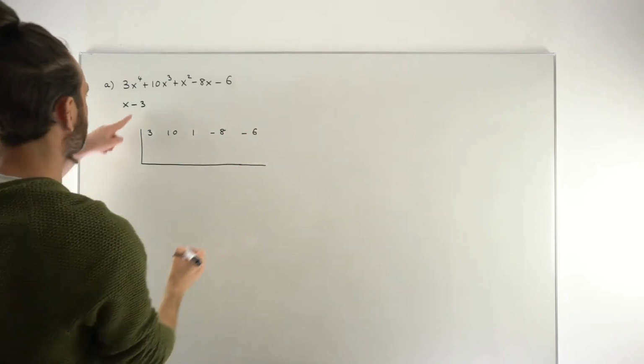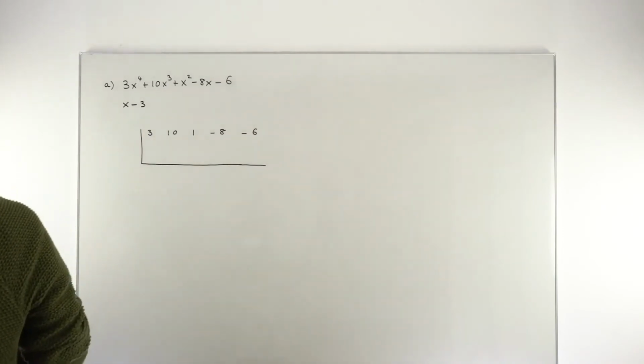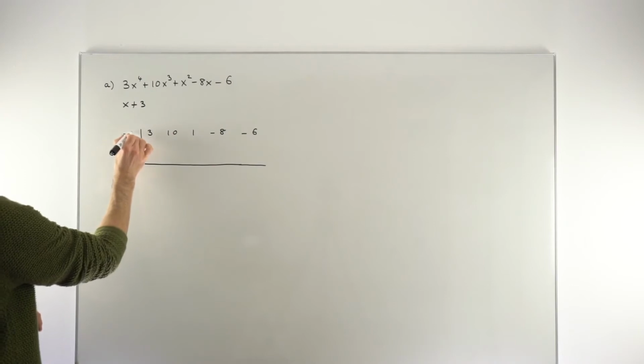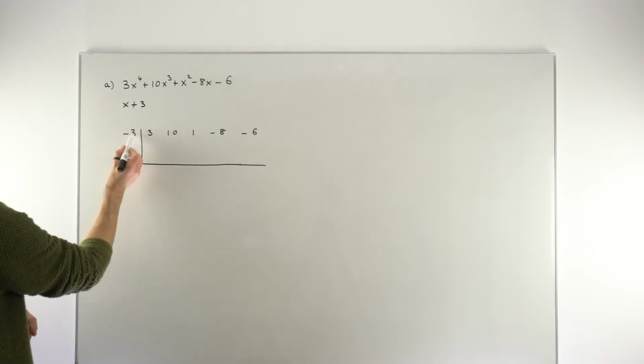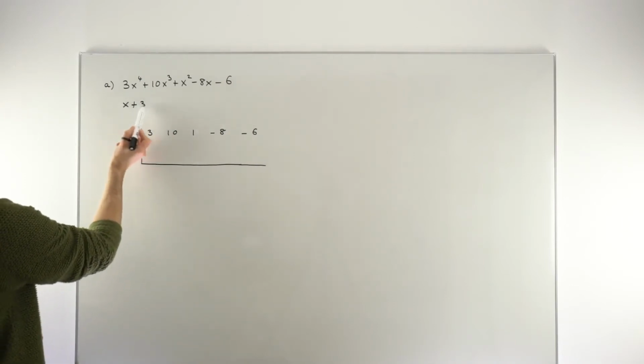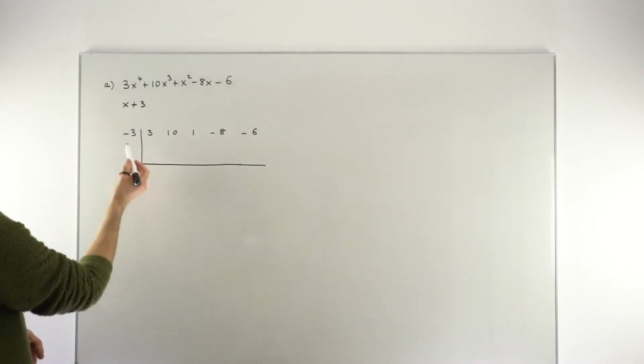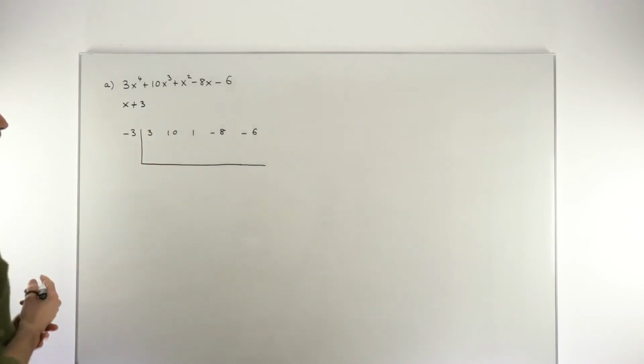So because it's an x minus 3 factor, we're going to have to use, oh sorry, it's actually an x plus 3 factor. So we're going to put minus 3 outside our table. So remember, that number will always be the number which would make this 0 if you were to put it in the x position. So minus 3 plus 3 is 0. So basically always using the opposite number there.